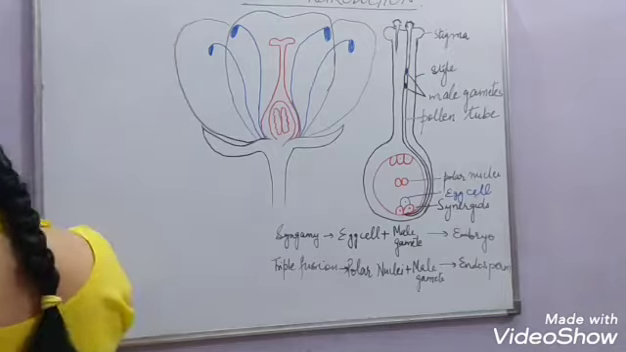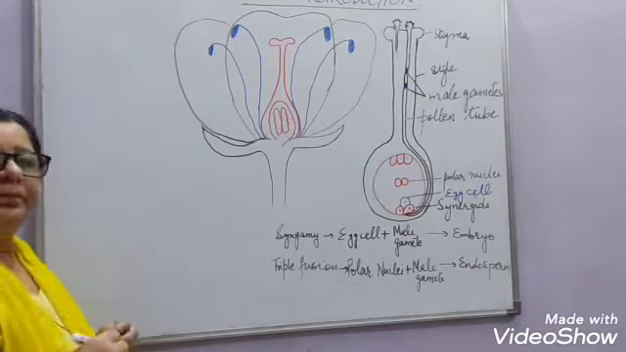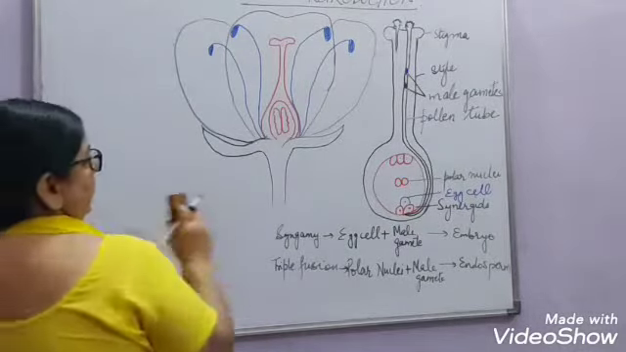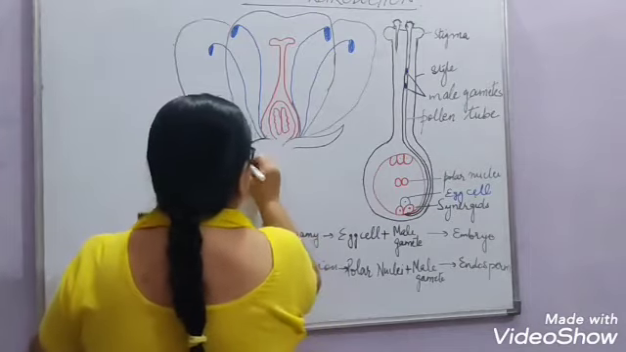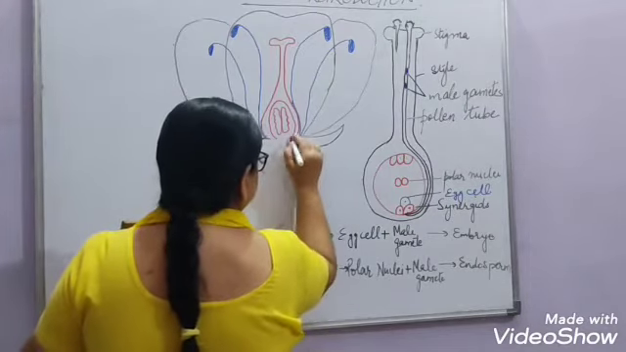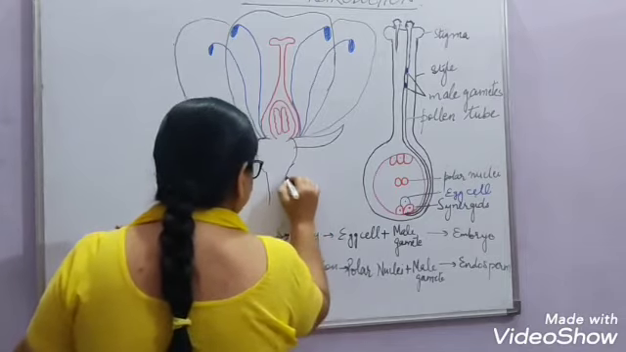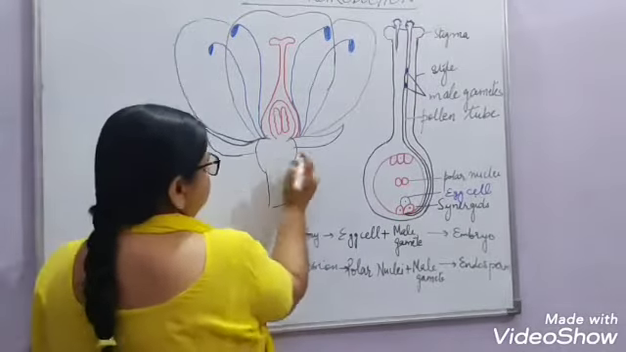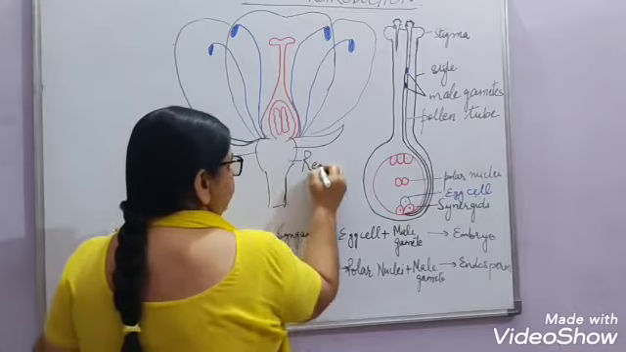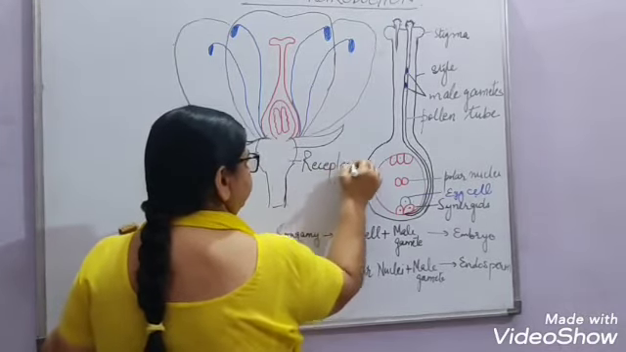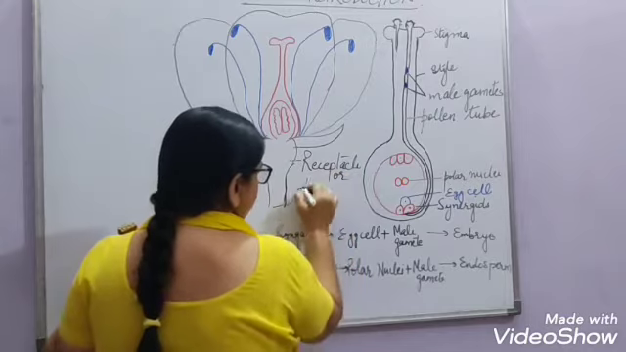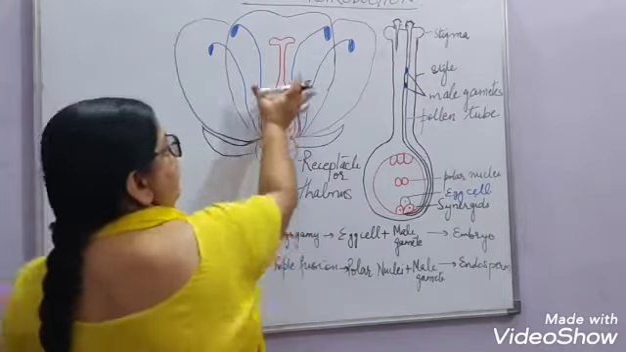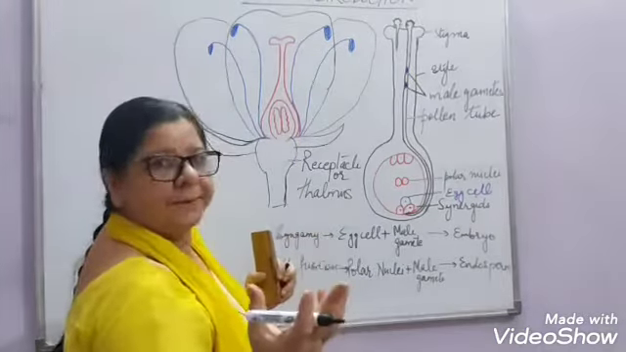Now this is the diagram of a flower. Flower has different parts. This swollen part is known as the receptacle, or we also call it the thalamus, right? This is the swollen part which holds the flower.